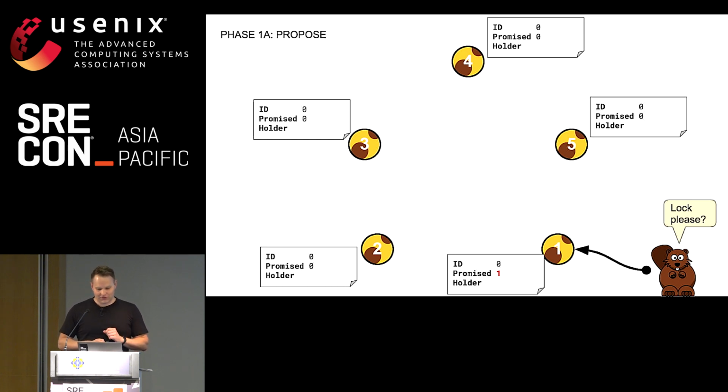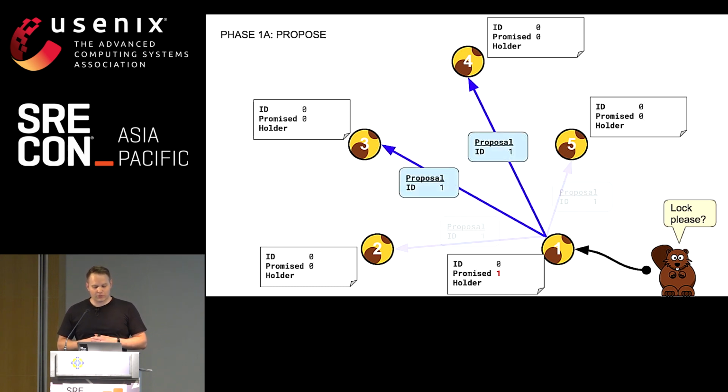So the instance number 1 wants to start a new run, and it decided the ID of the next run, which must always be higher than the ID of the previous run, should be 1. So this is why I changed the promised value to 1. It promises itself that if there's a Paxos run with the ID number 1, it will believe the value that is proposed. And then it sends out a proposal to all the other instances. Like, I would like to propose a Paxos run with the ID number 1. How do you guys feel about it?